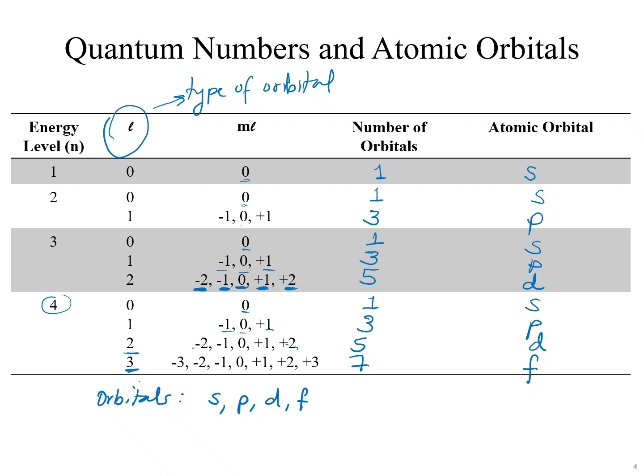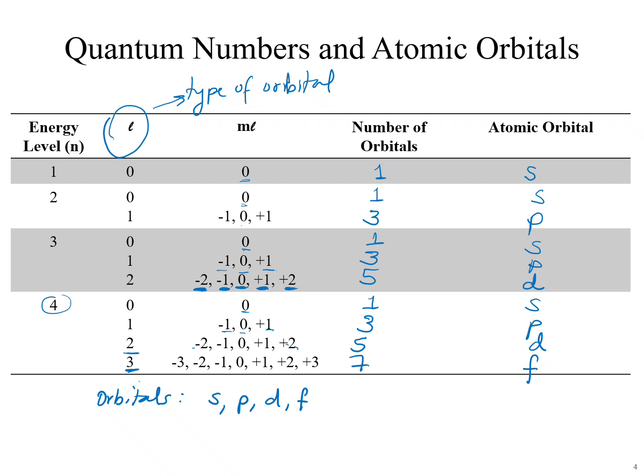We have those 4 types of orbitals. There are other orbitals, but these are the ones that we're going to use in the class. We have s orbitals, p orbitals, d orbitals, and f orbitals. We have a specific amount of orbitals for each one of them.